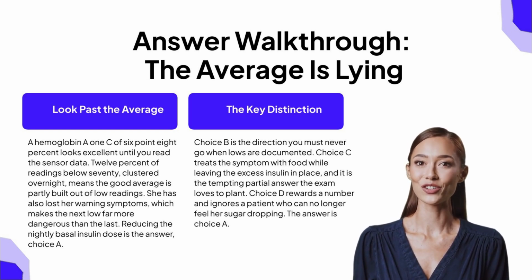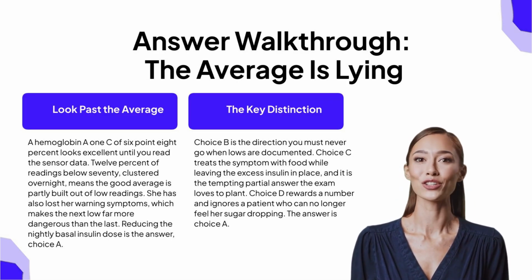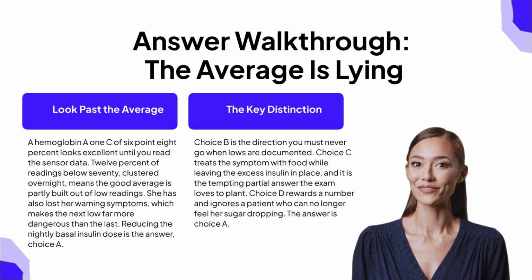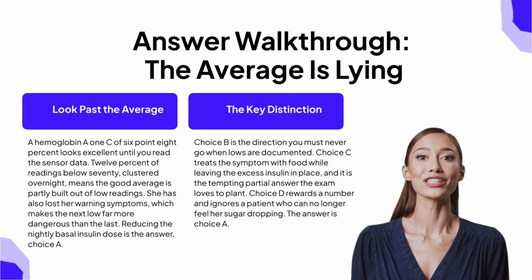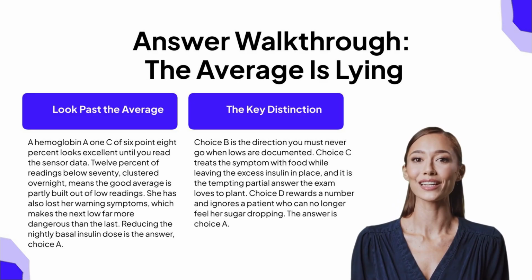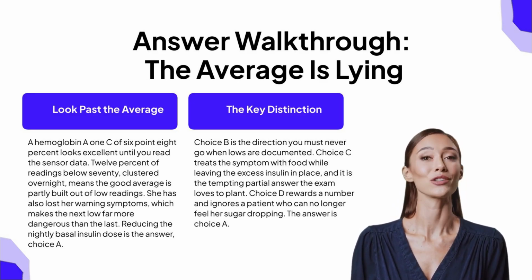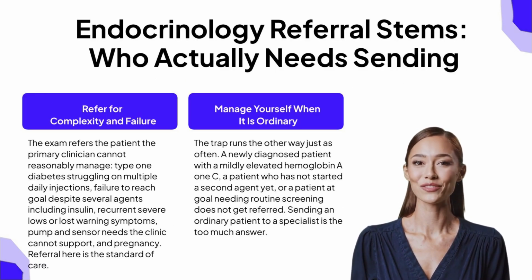The distractors. B is the direction you never go when lows are documented, whatever the average says. C is the interesting one, a partial answer, and partial answers are hardest to reject. A bedtime snack treats the symptom but leaves the excess insulin in place and asks her to eat around a dosing error every night. It doesn't fix the cause. D rewards a number and ignores a patient who can't feel her sugar dropping. The answer is A.